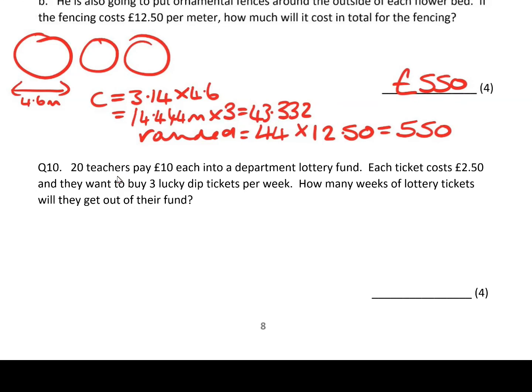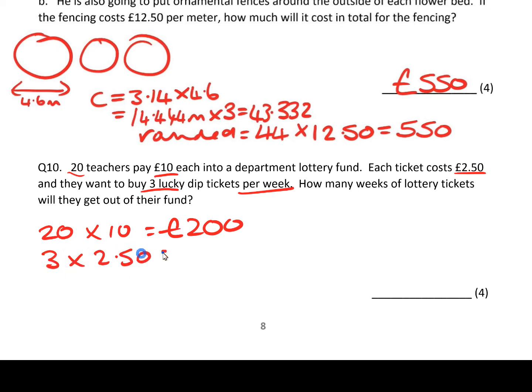Question 10. 20 teachers pay £10 each into a department lottery fund. 20 teachers, £10 each. Each ticket costs £2.50, and they want to buy 3 lucky dip tickets per week. How many weeks of lottery tickets will they get out of their fund? So it's 20 teachers times £10 each, means they're putting £200 into the fund. The 3 lucky dips cost £2.50 each, which is £7.50.